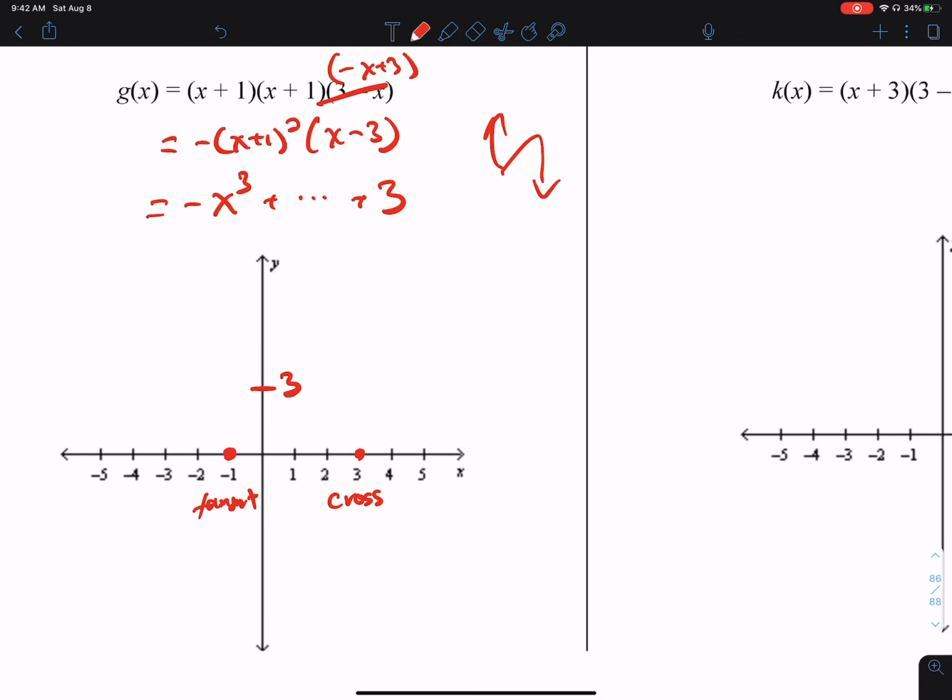So, if it's rising on the left, that means it's coming down and hitting this x-intercept, and it's tangent, so it comes back up, goes through 3, and then comes back down, crosses there, and goes down forever. So it could look something like that.